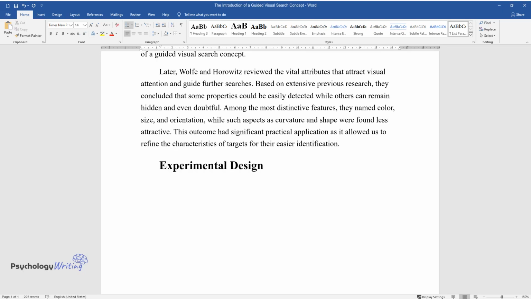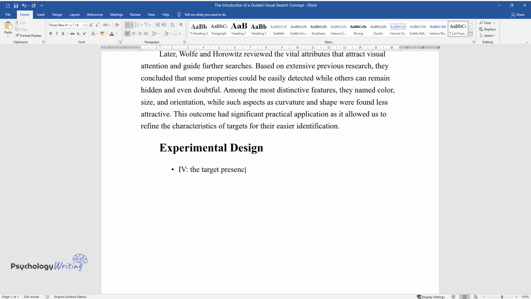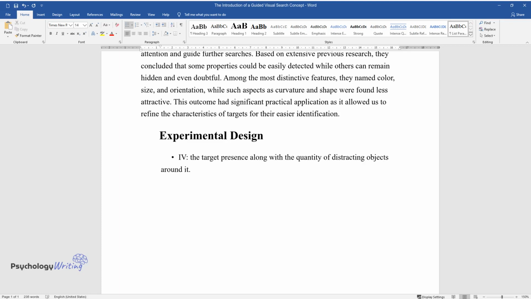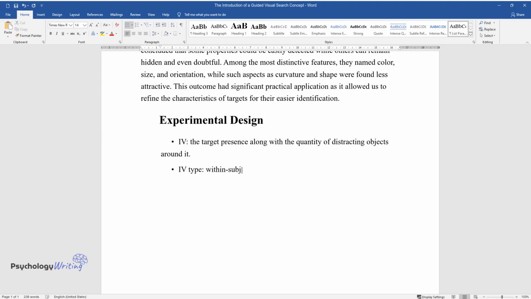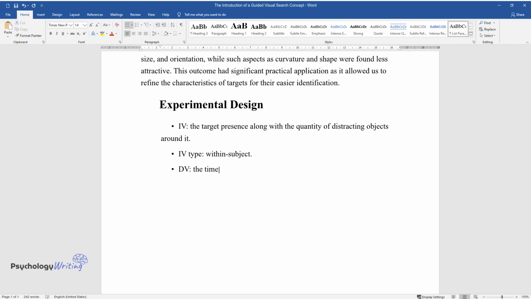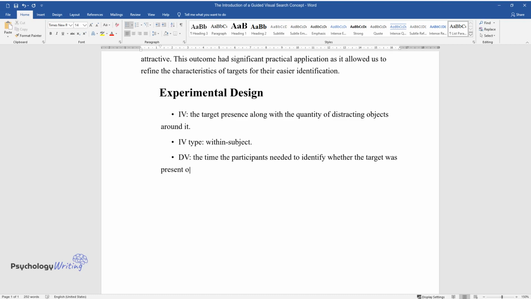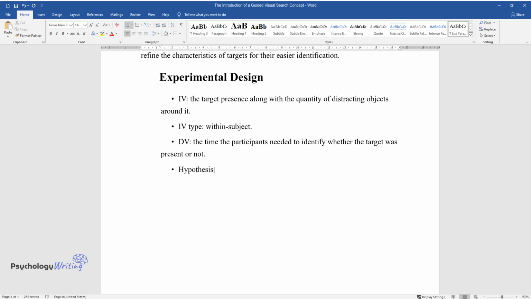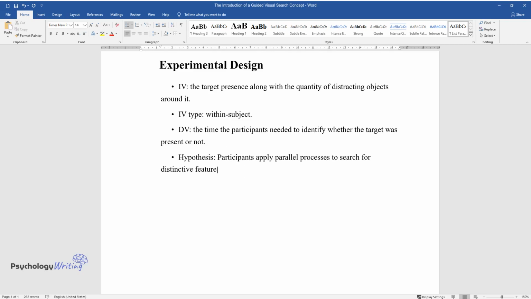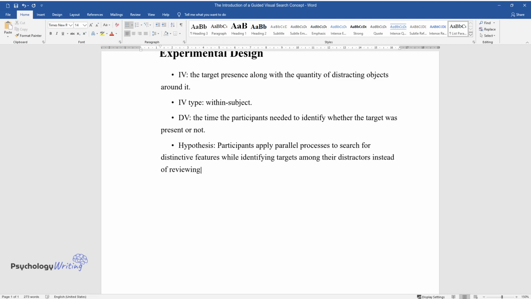Experimental design. 4. The target presence along with the quantity of distracting objects around it. For type, within subject. DV, the time the participants needed to identify whether the target was present or not. Hypothesis: participants apply parallel processes to search for distinctive features while identifying targets among their distractors instead of reviewing objects one by one.